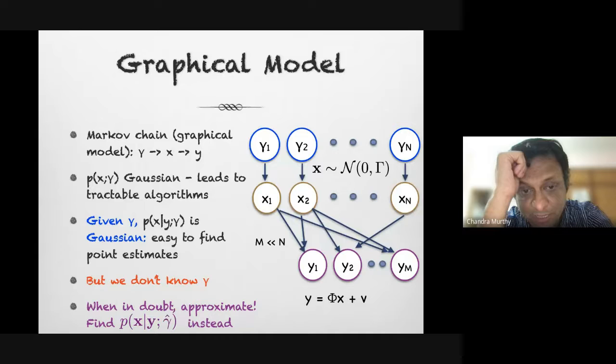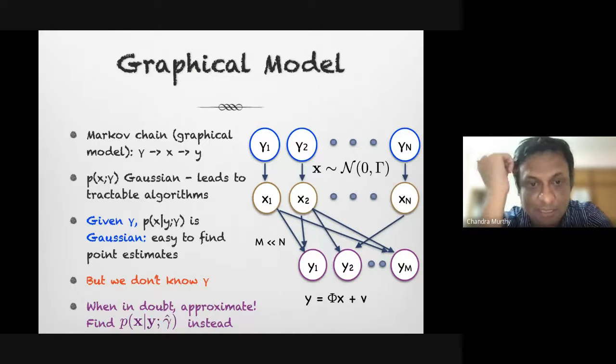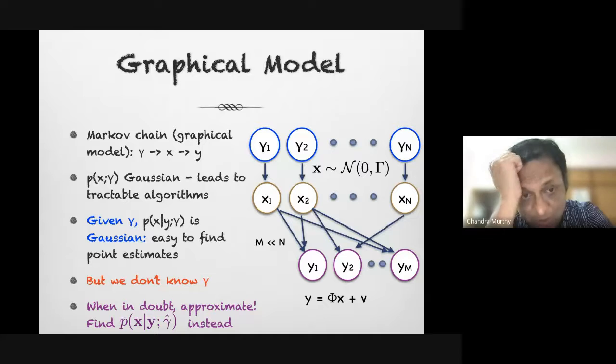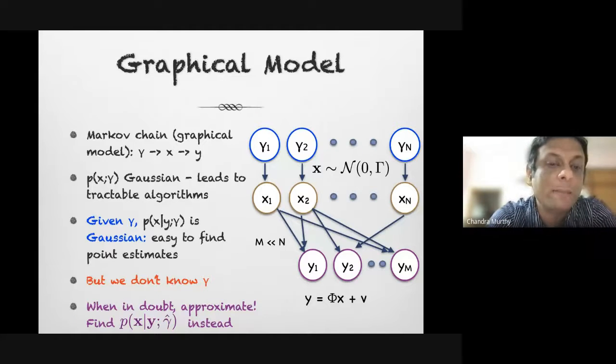And since p of x given y, gamma is Gaussian, it's easy to find point estimates. For example, you can just write out the minimum mean squared error estimator. It's just the conditional mean, or the mean of this distribution p of x given y comma gamma.